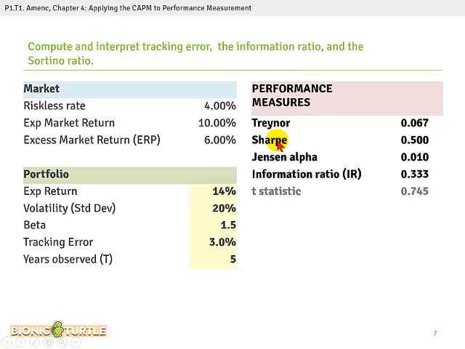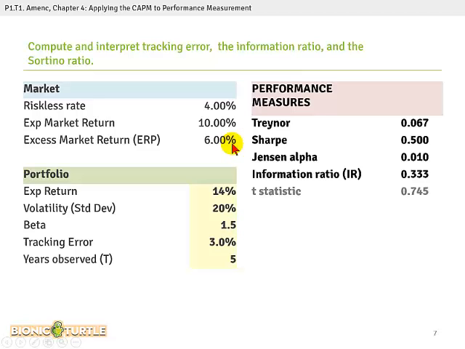The Sharpe ratio, very popular, has in the numerator, again, excess portfolio return. So 14 minus 4 is 10, divided by what? The volatility of the portfolio, 20%. So we have 10 divided by 20% is 1/2, or 0.5. What about Jensen's alpha? Well, remember that Jensen's alpha is the difference between what the portfolio returned and what the CAPM says the portfolio is expected to return. So what does the CAPM expect from this portfolio? Well, its risk-free rate of 4% plus portfolio beta 1.5 times the market's excess return.